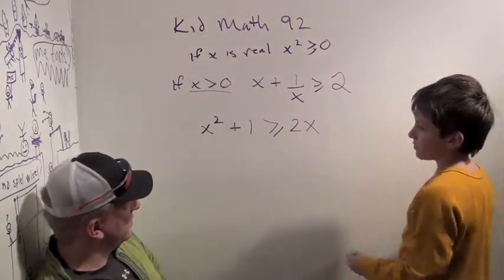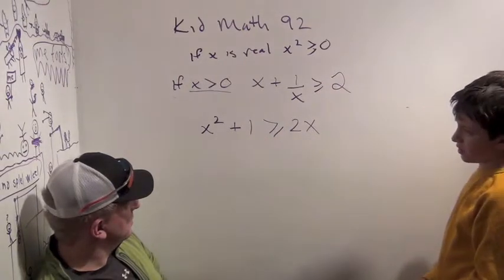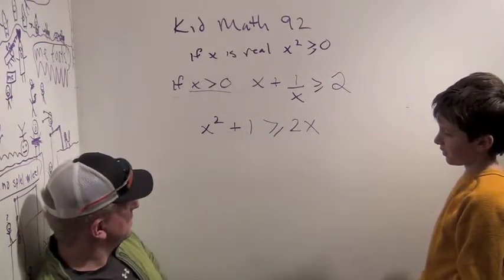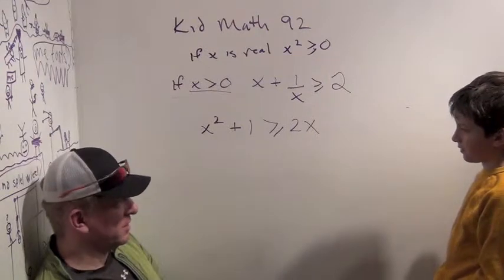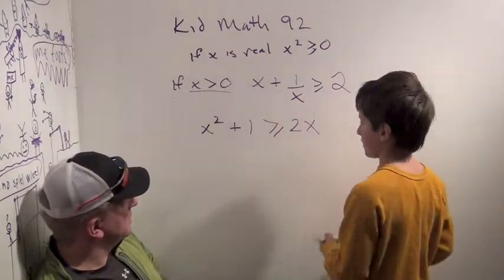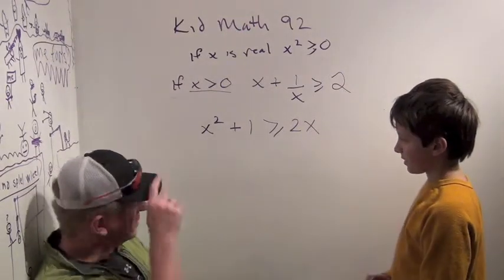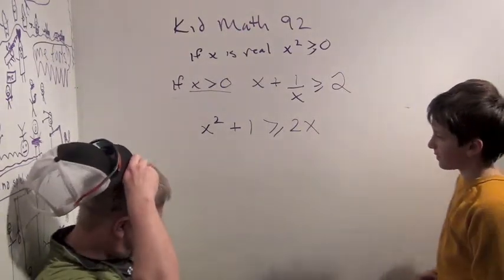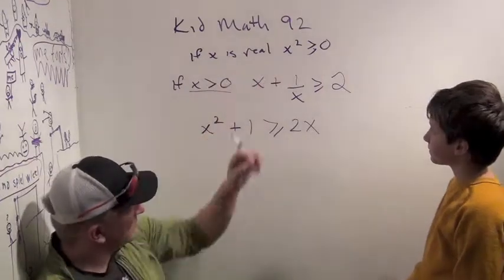Maybe subtract 1. Can you subtract 1? Well, subtracting 1 from both sides, you get x squared is greater than or equal to 2x minus 1. Definitely doesn't look like something squared is greater than or equal to 0.